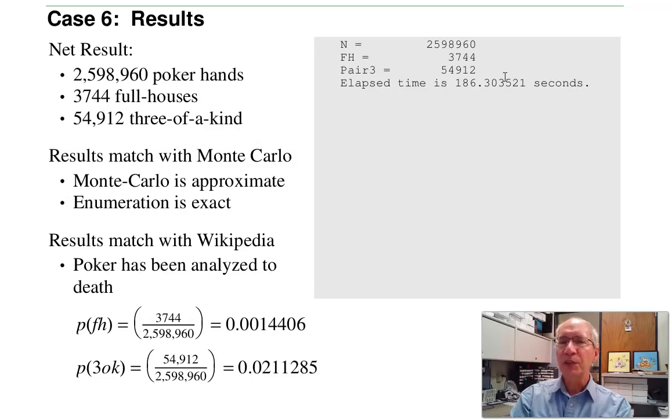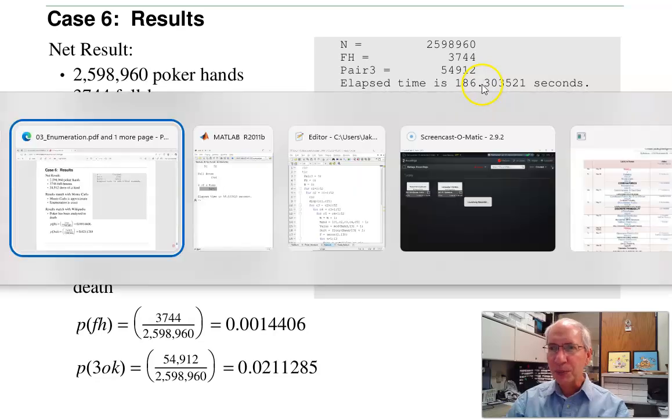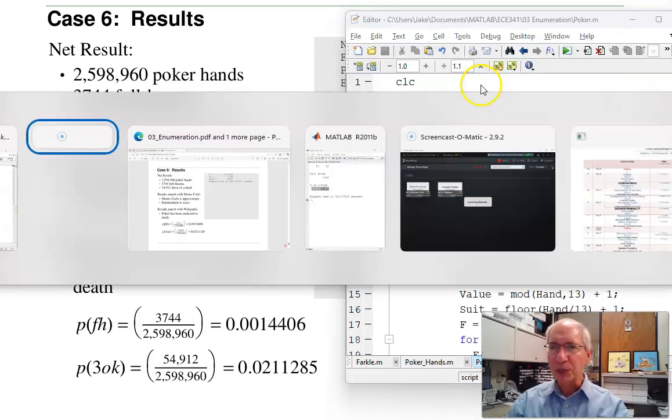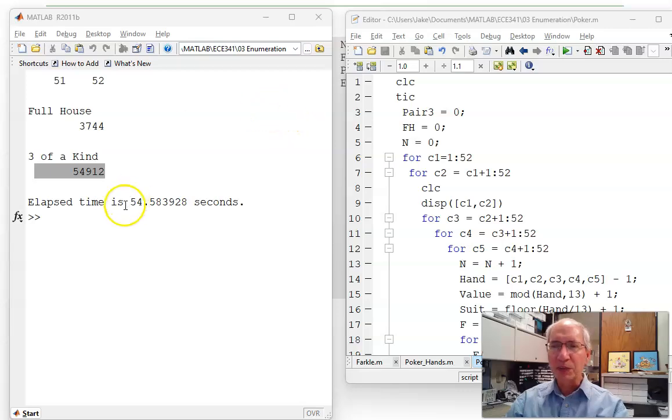That's the beauty of enumeration. You get exact answers. The problem is it takes a long time sometimes. For example, for poker, this was 186 seconds on one computer. On the computer in my office, where I'm making these videos, this is a newer, better computer. Only took 54 seconds, but that took a while.